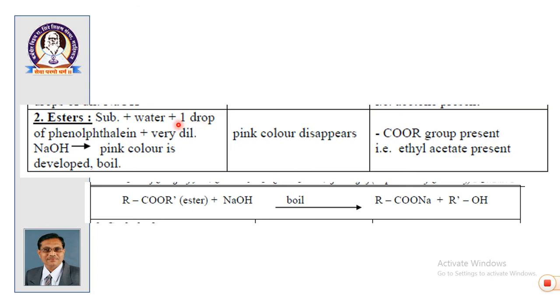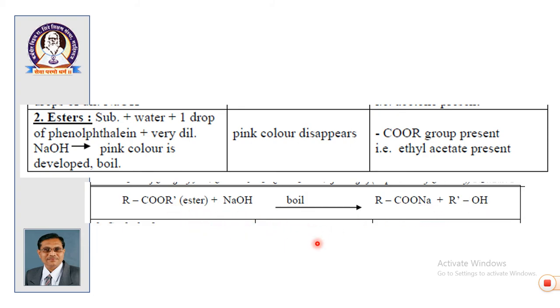Next, ester. Next liquid is ester. Ester is water insoluble, but you have to prepare an aqueous solution and add NaOH. Complete this process. Substance plus water plus 1 drop of phenolphthalein plus very dilute NaOH. Pink color is developed. After boiling, the pink color disappears. Means this reaction is taking place. Your ester reacts with sodium hydroxide, getting converted into acid and alcohol.